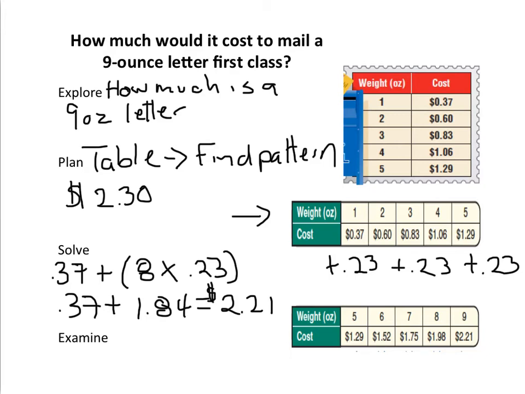As I examine my answer, as you can see in the second table, it does seem reasonable. 23 cents added to $1.29 to get 6 ounces. Therefore, I follow the pattern all the way to 9, $2.21.